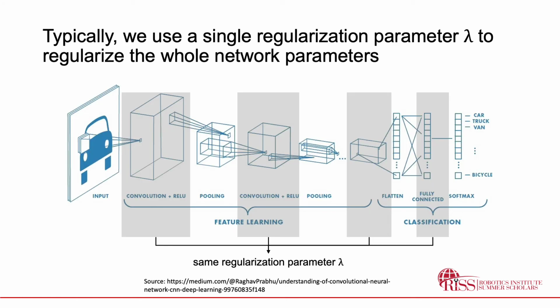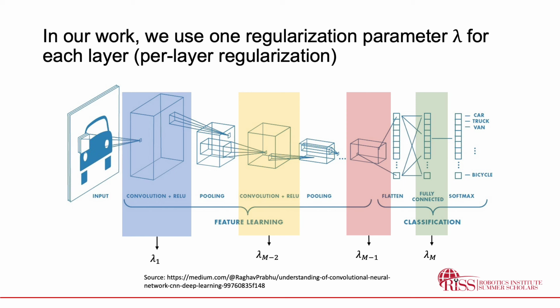Another thing that our algorithm does differently is that we don't use a single lambda, or a single weight decay hyperparameter, for the whole network. Instead, we use a single lambda for each layer. This allows us to implement a per-layer weight decay.